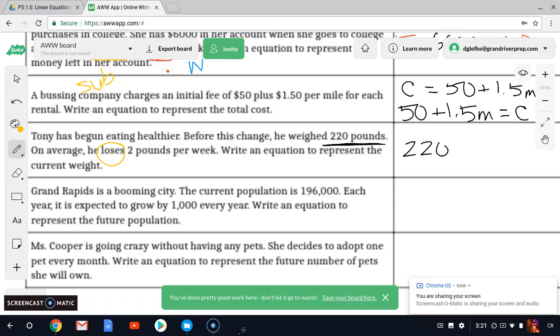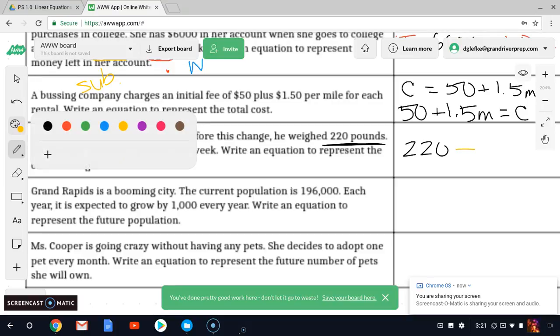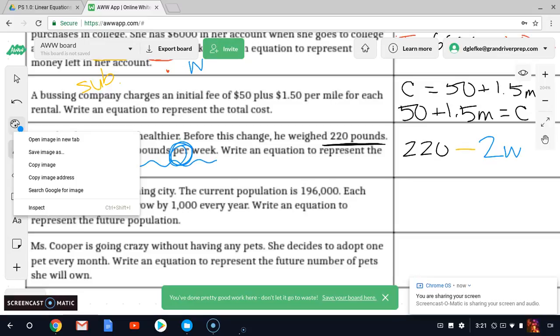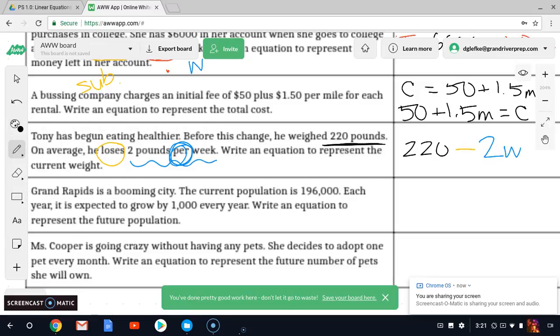If we're losing something, we know we're subtracting. And then we have this 2 pounds per week. So 2 pounds. And again, we have that per. So we're multiplying that by the variable of weeks. So we have 220 minus 2 times W. And that's going to equal his total weight. Okay, so equals his total weight. You could use T, you could use X, you can use whatever variable you want. And then we're done.